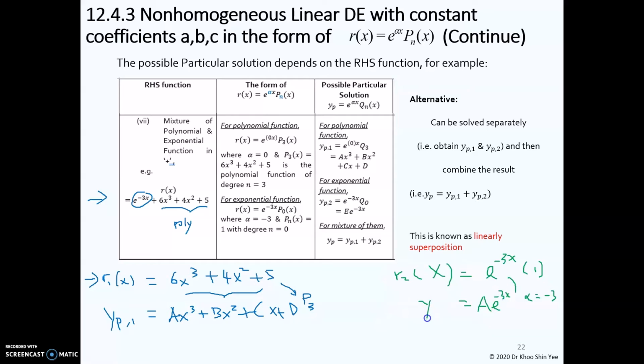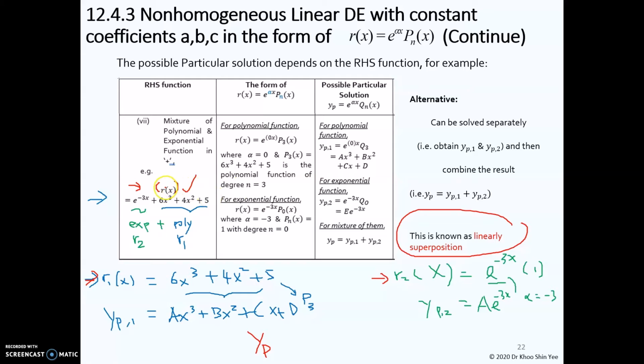So this is how we propose the particular solution for this kind of function. In this example, you can see that the right side function now is the combination of the exponential function, which is R2, plus the polynomial function, which is R1. So what is the Yp particular solution for this kind of right-hand side function? We can use the linear superposition to solve this problem.